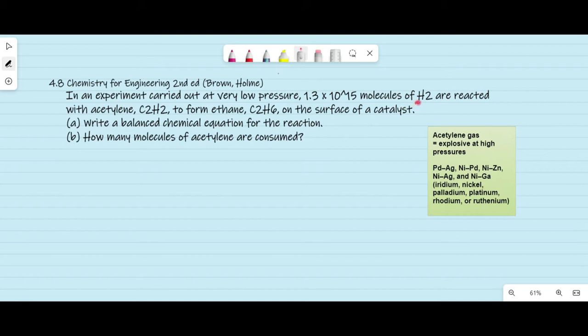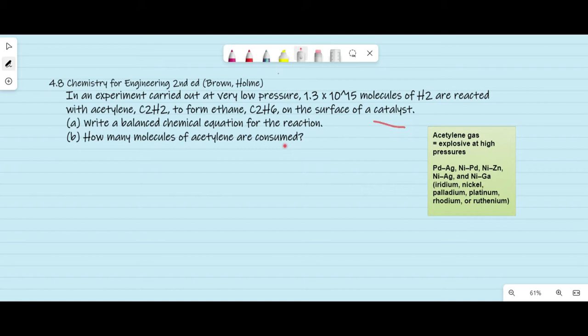So let's consider the properties of our reactants. We have hydrogen, which is a light gas, and acetylene. Acetylene is a safe gas under low pressures. However, as it reaches a specific high pressure, it tends to become self-explosive. Thus, imagine you're the one performing this experiment, it needs to be carried out at very low pressure. And then there is a catalyst.